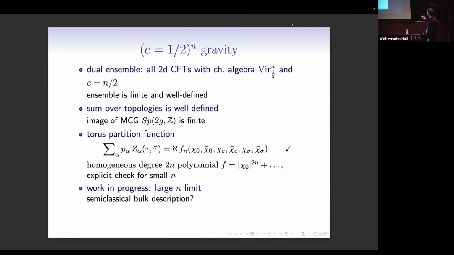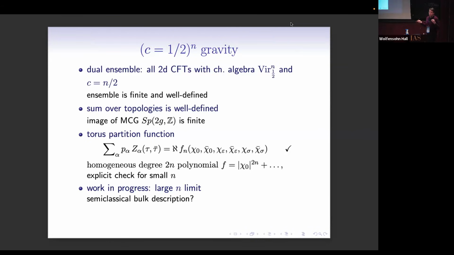And the boundary ensemble includes all 2D CFTs with this central charge and with this chiral algebra. It's a finite, well-defined ensemble, which is not well understood. For small n, you can construct all of these CFTs explicitly. For large n, there is no known way to account for all of the CFTs, and this is something we are working on right now.